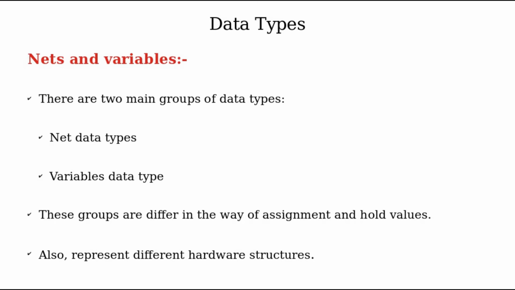Nets and variables. Data types are divided into two main groups. Number 1, net data types. Number 2, variable data types or reg data types. Both of the types differ in the way of assignment and holding values. Also, these are used to represent hardware structures.